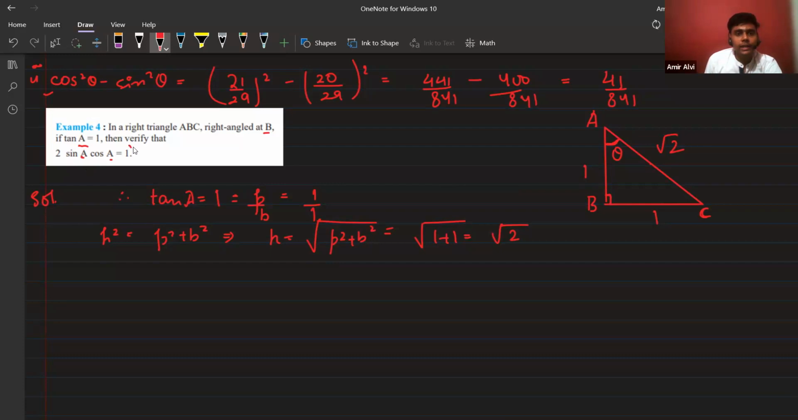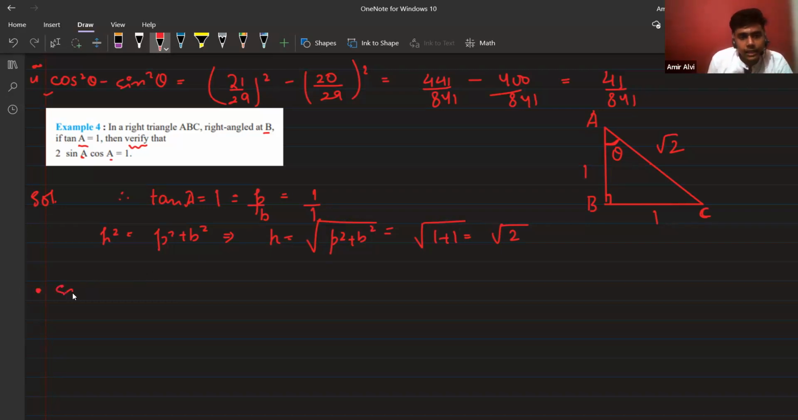We have to verify it. Verify means we have to put the value of sine A and cos A into this formula, and the whole formula should be equal to 1 after evaluating. Guys, are you getting my point? Verify, not prove. We are here to verify. If you have to prove, we don't put in the values; we have to do it the other way.